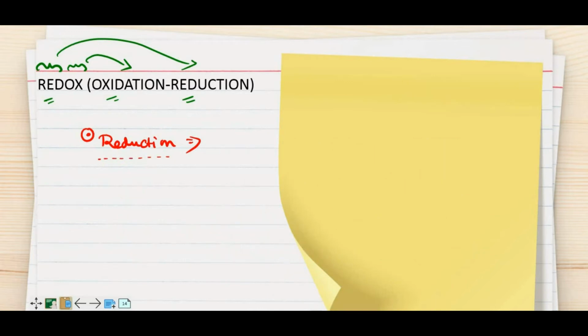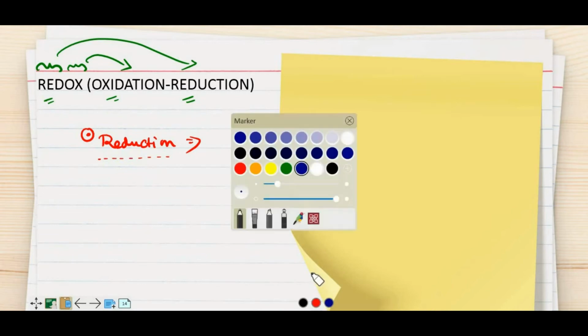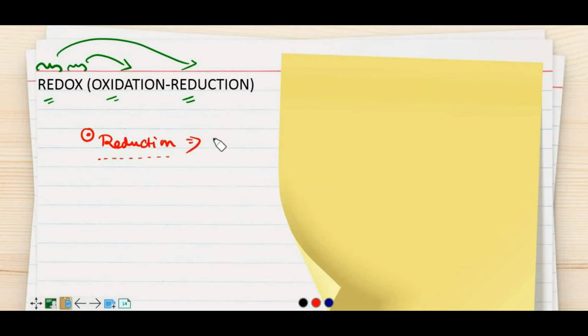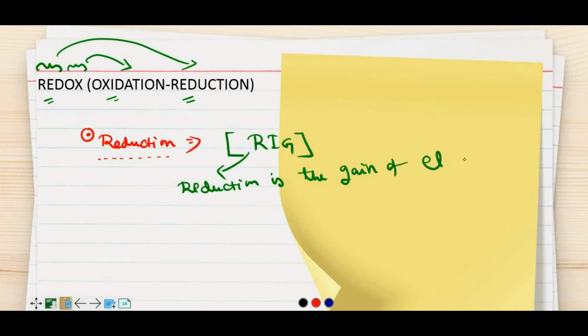Now we will try to highlight the actual molecular concept of reduction. So basically reduction has a different form, that is RIG. So what is RIG? RIG stands for reduction is the gain of electron. So in different types of reactions, if any substance or radical gains electrons, then that will be nothing but reduction. So we need to highlight the same reaction which we have just followed in oxidation.